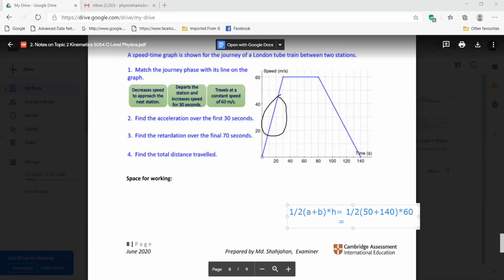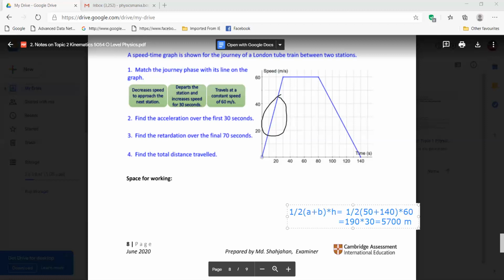Sir, here I'm getting a bit different, 5700. 50 plus 140, how much? 190. 190 multiplied by 30, right? Yes, because half and 60, if you multiply, it will become 30, right? Then 190 times 30 is 5700 meters.